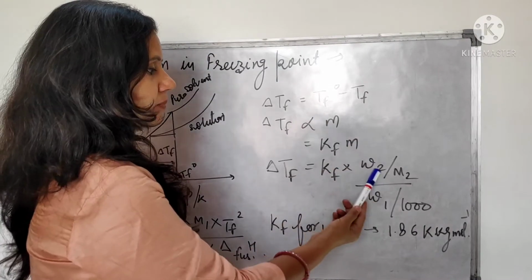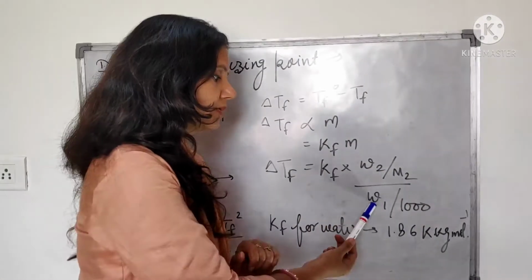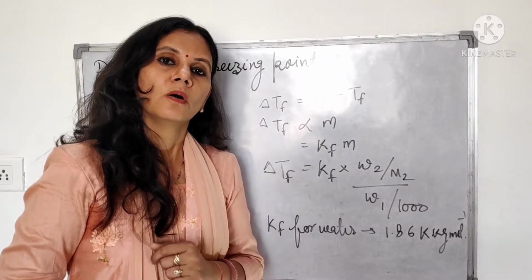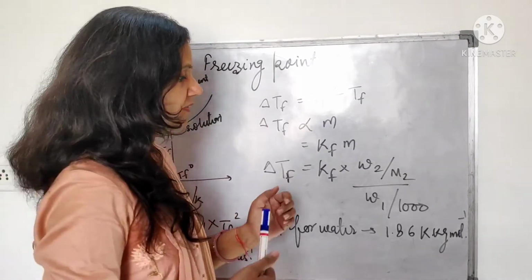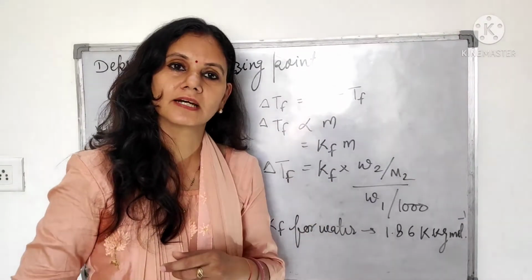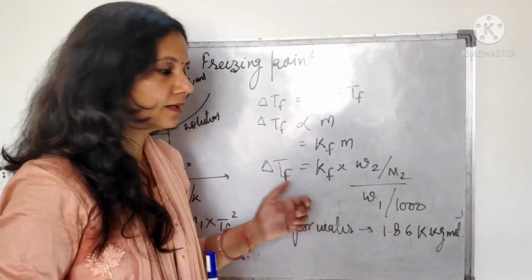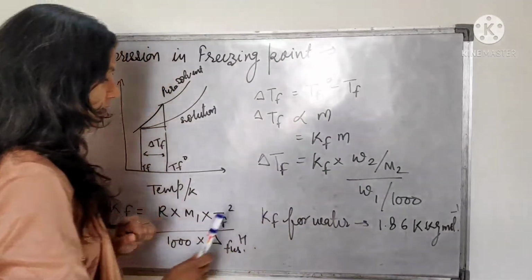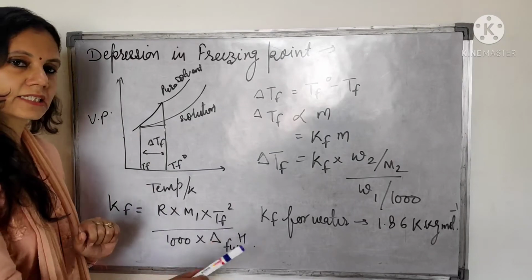And molality can be denoted as W2 upon M2 upon W1 upon 1000. So we can find out the molar mass of solute, we can find out the grams of solute, we can find out W1 also, that is the weight in gram of pure solvent by this. So for numericals, this formula is important, and for Kf and Kb, there is one formula with no derivation; you have to learn this as it is.